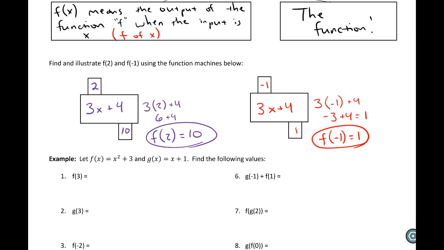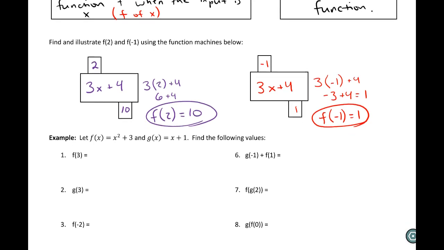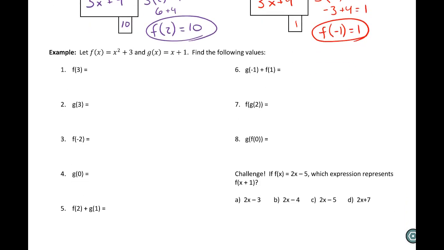Okay, so some new vocabulary here. A couple of examples down here I'll walk through with you, and I want to see if you can do some on your own. Let f of x equal x squared plus 3, and g of x equal x plus 1. Find the following values. So I've got 1 here, f of 3. Well, my function for f is x squared plus 3. So I take that 3, I square it, and then I add 3. 3 squared is 9, plus 3 gives me 12.